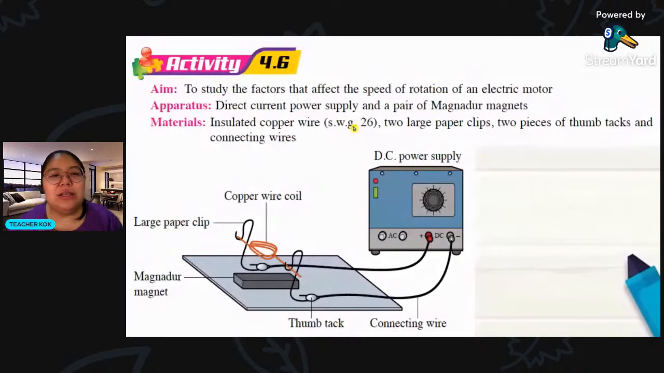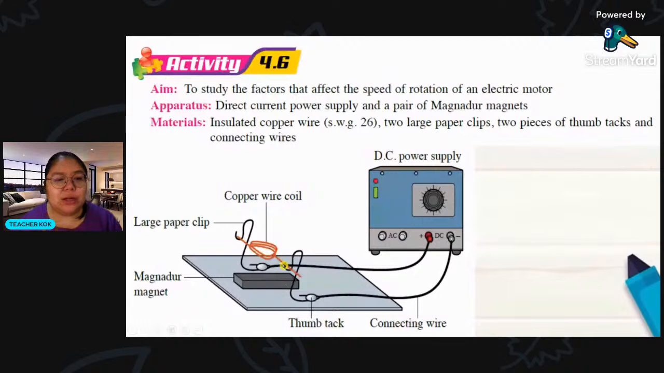For this one, we need to use insulated copper wire, two large paper clips, which you want to use to clip the wire, two thumbtacks and also connecting wire. The thumbtacks are to hold something in a hook shape, so that later your copper wire can be hooked on the thumbtack. The thumbtack is joined with the connecting wire, which means the thumbtack can conduct electricity. After that, it goes up to become a hook, so that the copper wire can hang there.